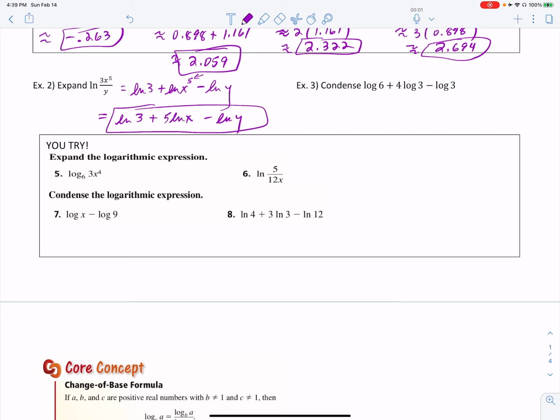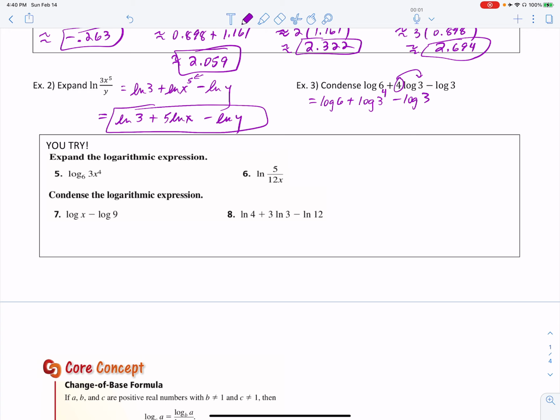And that is expanded. Well, you also need to be able to condense. So we have this next one where we have the common log, base 10. And before we start condensing, we don't want a coefficient other than 1. So we're going to do that reverse power rule of logarithms and rewrite this as log 6 plus log of 3 to the 4th minus log of 3.